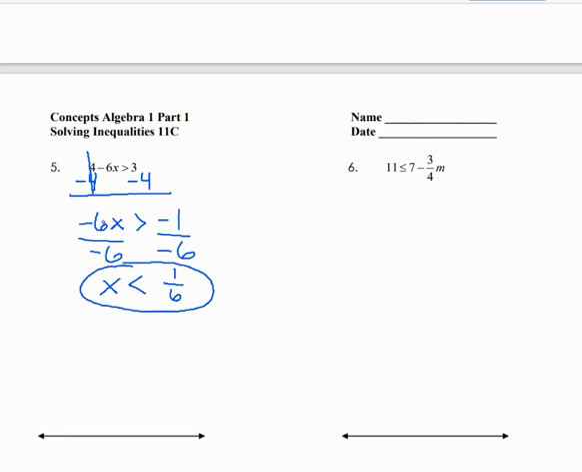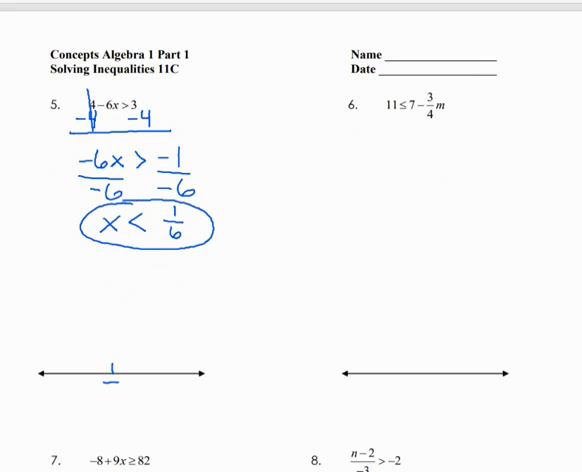So how do I graph that? Well, 1/6 is between 0 and 1. So I'll have 1/6 here in the middle. And then to the right, I'll have 2/6, 3/6. To the left, I'll have 0 and then negative 1/6.